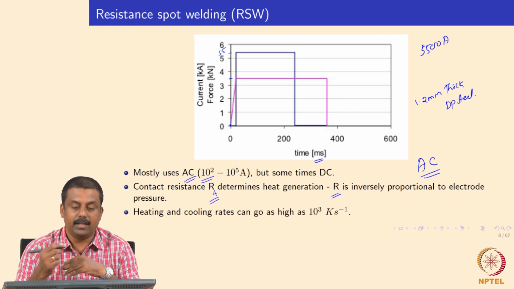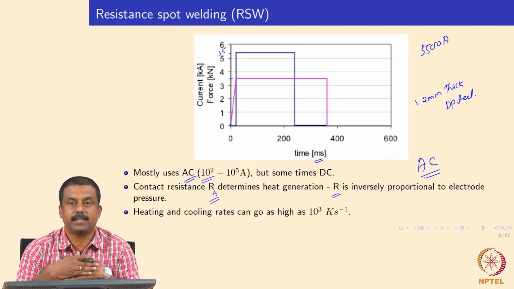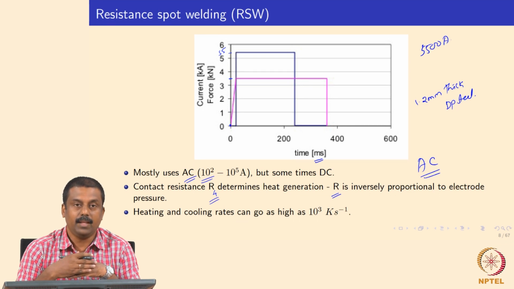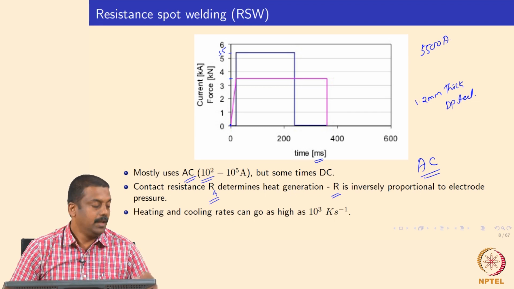As I already explained, because of the effective heat extraction by the copper electrodes from the faying interface, the cooling rate of this process is extremely high. Typically the cooling rate of one weld nugget from the liquid stage is in the order of 1000 Kelvin per second.